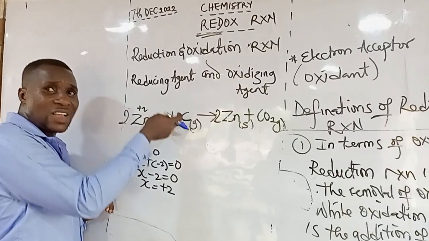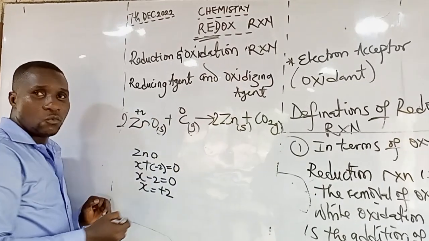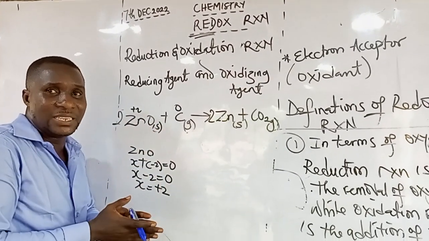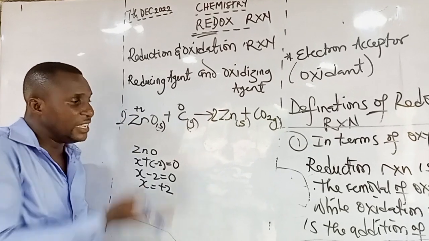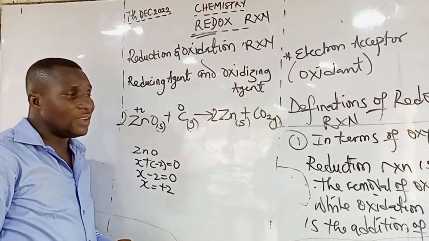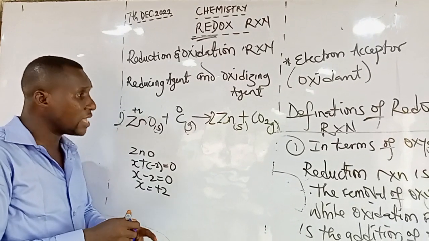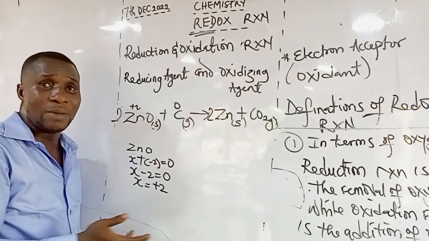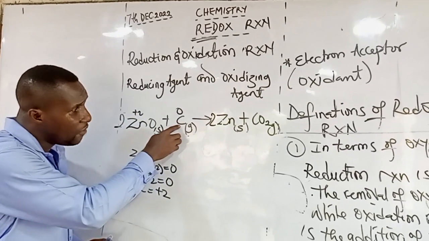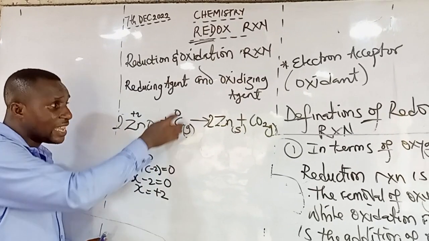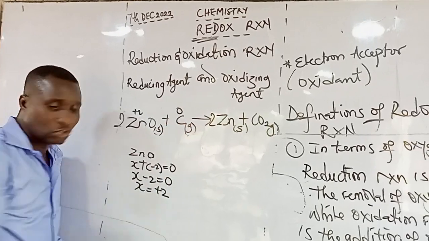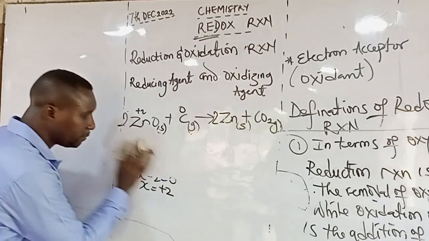The oxidation number of carbon is what? 0. Why? Because it is an element that is standing alone. It is in a neutral state. Whenever you see an element, an atom standing alone in a chemical reaction, the oxidation number is 0. The oxidation number of carbon at this point at the reactant is 0 because it is neutral. Then let us go to the product.